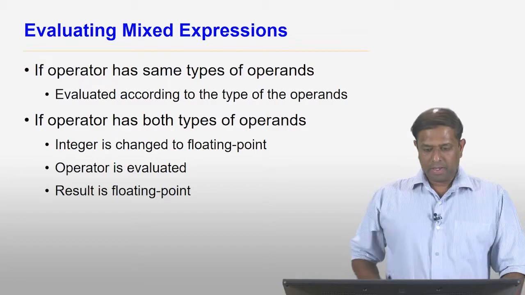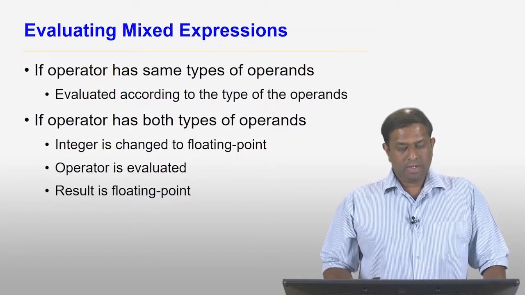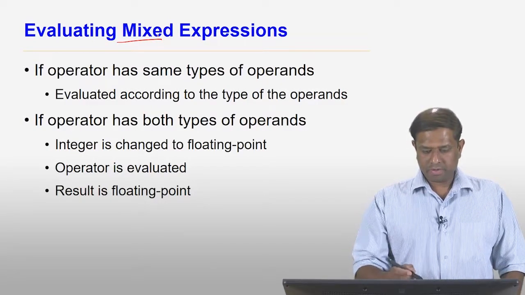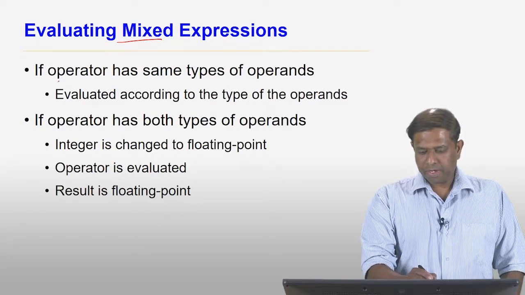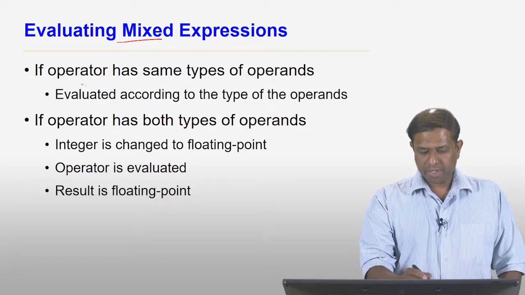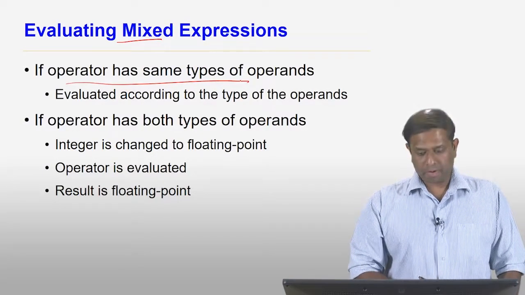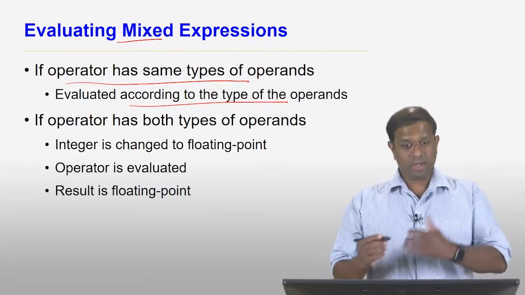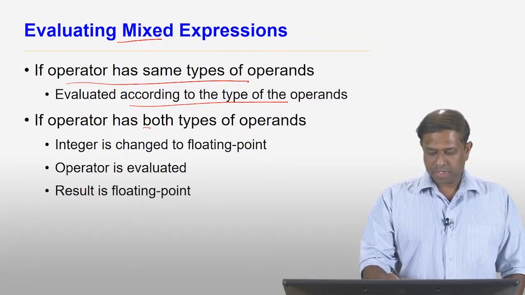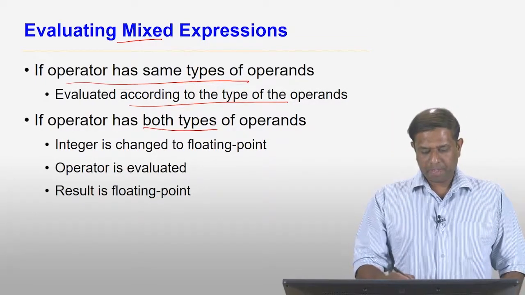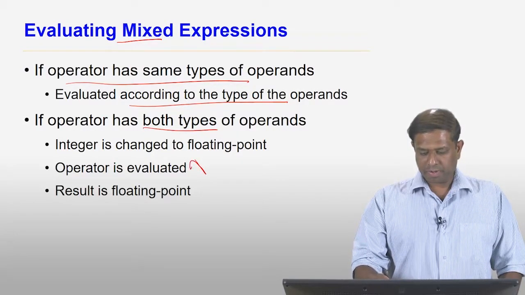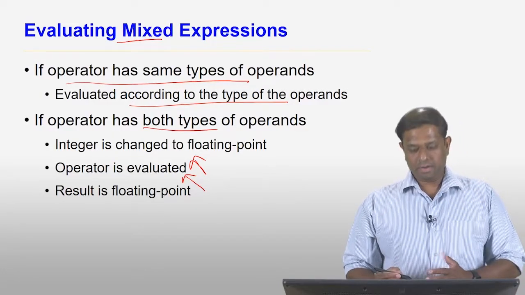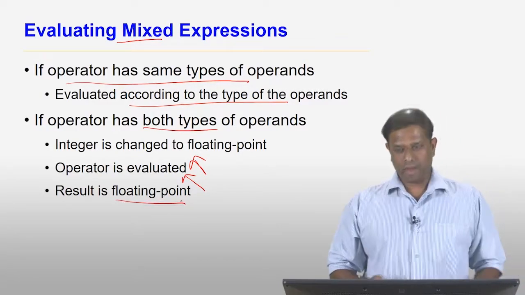Okay. Now, in general, when you are evaluating mixed expressions, that is where we have integers and doubles together, we are going to evaluate based on the operator precedence. If the operators have the same type of operands, then we evaluate according to the operator precedence rules for the same type. Otherwise, if we have both types, that is integers and doubles, the integer is changed to a floating point, that is a decimal point value, and then the operator is evaluated. The resulting value is going to be a floating point value, right. Okay.